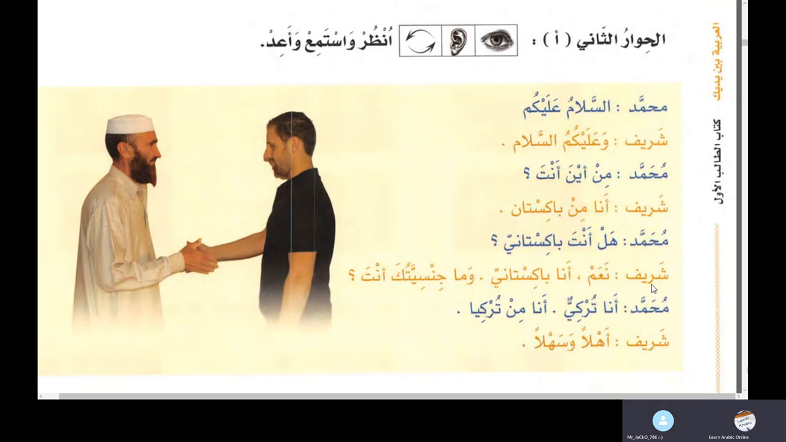Next. Sharif, naam, ana Pakistani. Wama jinsiyatuka anta? What is the meaning of ma? What. Ma means what. Jinsiya means nationality. What is the meaning of ka? Your. What is your nationality?